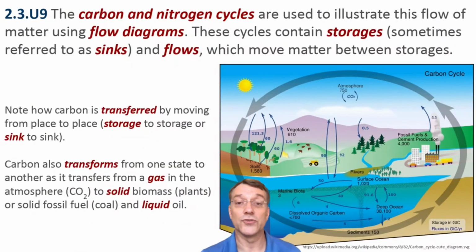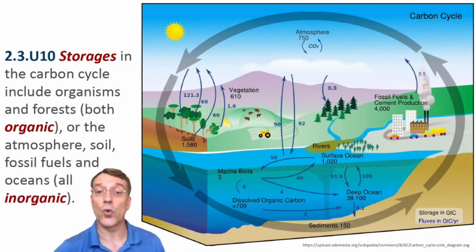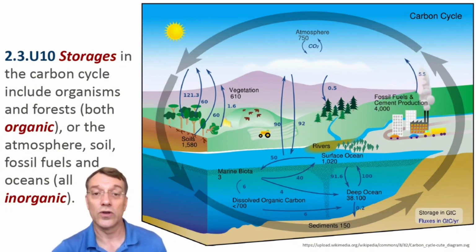The carbon and nitrogen cycles illustrate matter flows using diagrams that show storages or sinks and flows. In the carbon cycle, carbon transfers between locations and transforms between states. It goes from gaseous CO2 to solid biomass or fossil fuels. Storages in the carbon cycle include both organic forms, as in organisms and forests, and inorganic forms, such as the carbon that you find in the atmosphere or in soils or fossil fuels and in the oceans. Each storage holds carbon for different amounts of time, from days in organisms to millions of years in fossil fuels.